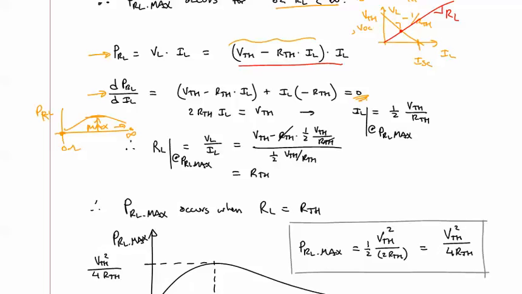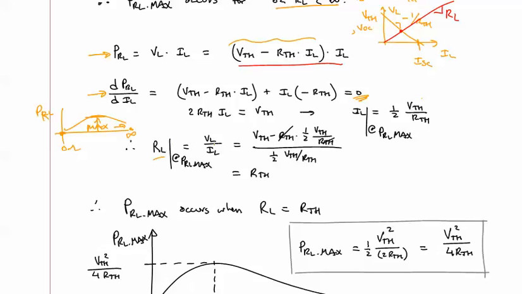So now we have an expression in terms of IL being set equal to 0. And we find that the current at which the power is maximum is going to be equal to 1/2 V Thevenin over R Thevenin. But we're after what is the load resistance value? What is the load resistance value at that point?